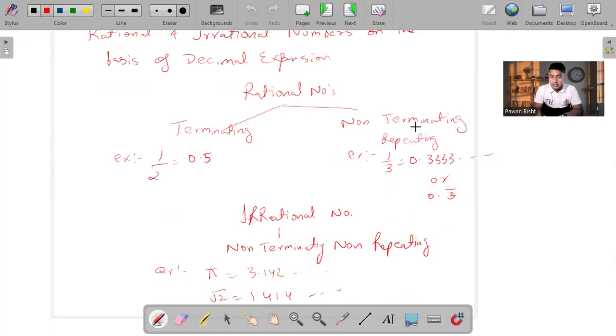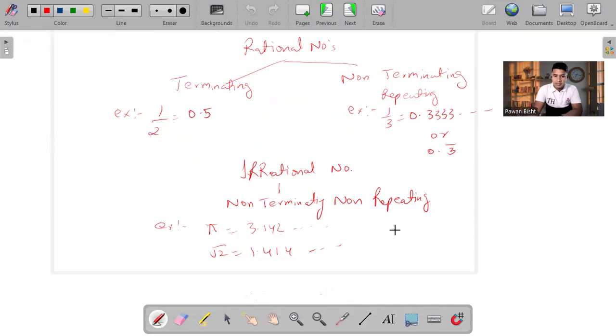Another one is non-terminating repeating, meaning the number is not terminating, but keeps on repeating again and again. For example, if you divide 1 by 3, you get 0.33333, meaning 3 is repeating again and again. Or you can write 0.3 bar. Bar means the 3 is repeating again and again, right?